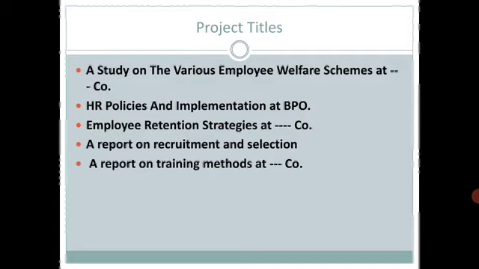Whenever we consider various employee welfare schemes, what does it mean? We are required to keep that in mind. Then HR policies and implementation at BPO: what do you mean by HR policies? Then employee retention strategies: what do you mean by employee retention strategies? Then recruitment and selection: what are these two terms, and what do they mean? Then training methods: what are the different training methods?